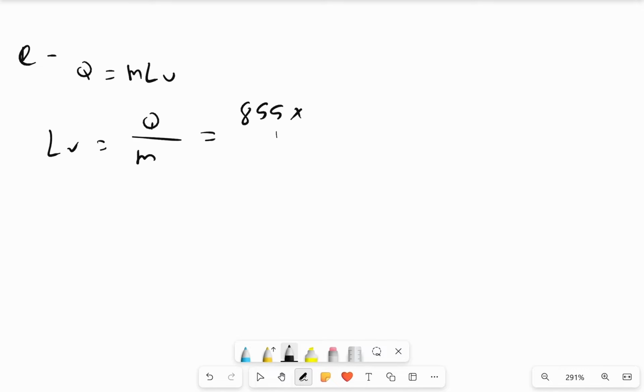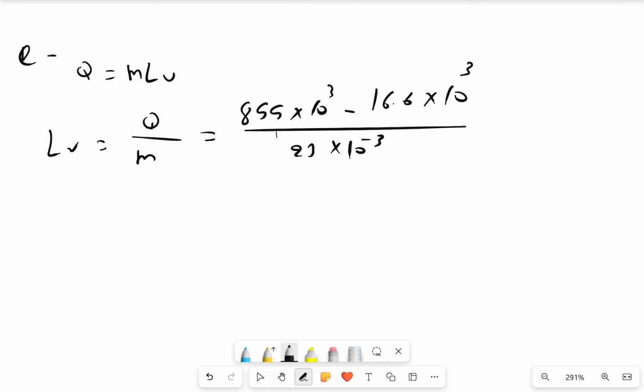Now again, latent heat of vaporization, which is the final one. Q is equal to mLV. LV is equal to Q divided by mass. Then I have 855 times 10 to the power of 3 minus 16.6 times 10 to the power of 3. Divide this all by 23 times 10 to the power of minus 3. Then latent heat of vaporization will be equal to 3.65 times 10 to the power of 7 joule per kilogram. And that's it.